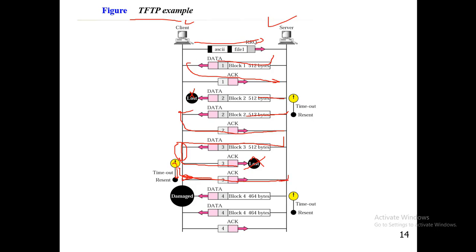After reception of the acknowledgement for the third packet on the server side, the server will start sending the data towards the client side. Let's say this packet has been damaged, so the client will not send the acknowledgement, and after some time, when the server does not receive the acknowledgement, it will retransmit that data. So this is going on and on until the communication has been completed.